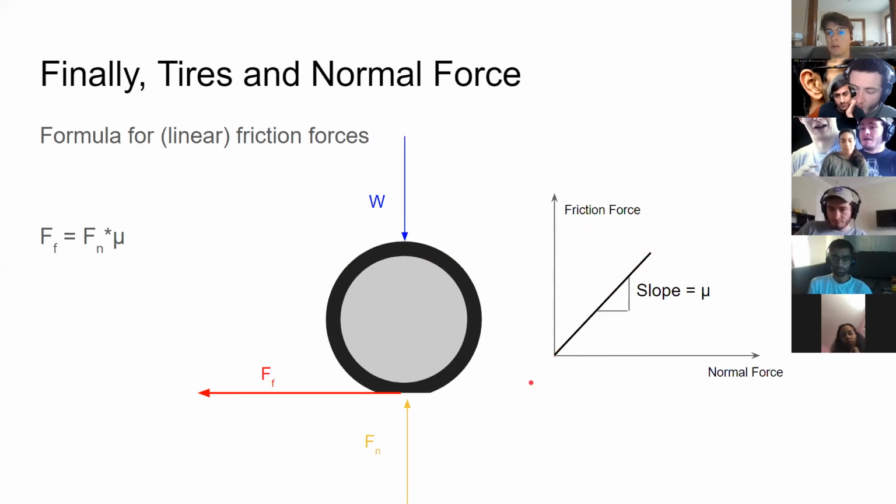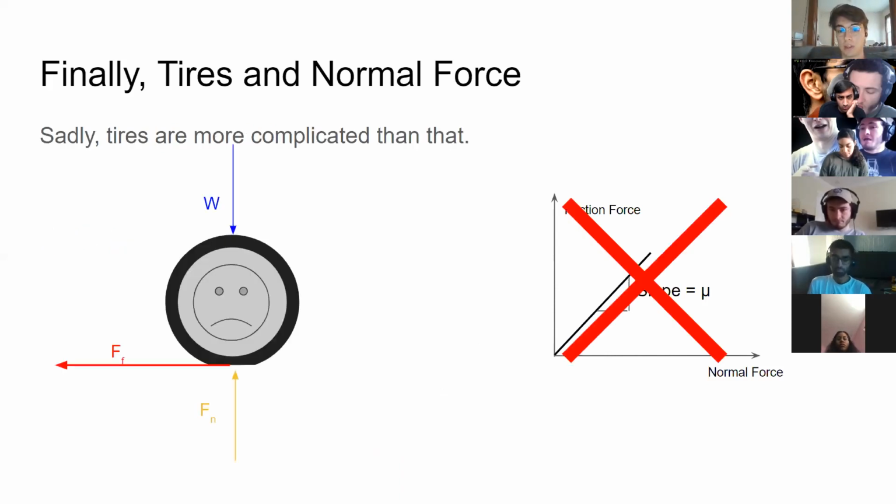So in a perfect world, our tires would do the same thing. As we increase the weight on the tires and we increase the normal force that the tires are experiencing, the amount of frictional force would increase linearly. And if that were the case, we could basically turn as hard as we could, and no matter how much our weight changed, we would turn with the same amount of total lateral force. But this is actually not true for tires, sadly.